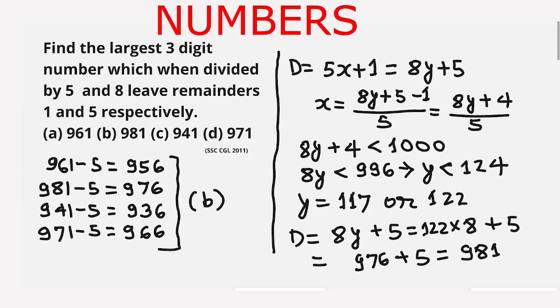This way we can reach the answer by the proper method, and from the given options our answer is option B, 981. I hope you have understood the shortcut method from options and the proper method of solving this question.